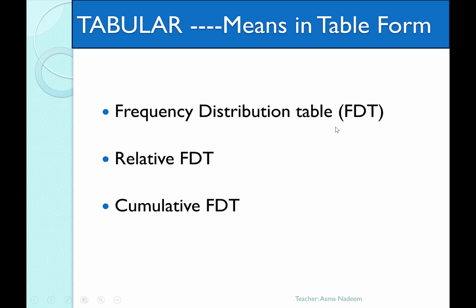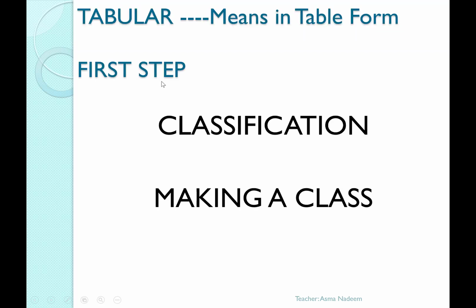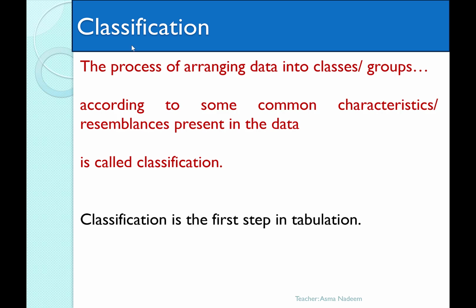We are going to learn the steps of making a frequency distribution table. The first step of making a frequency distribution table is the classification. How do we define the classification? Basically, classification is the process of arranging data into groups. These groups can be single value and these groups can be multiple value. We make the groups of data according to some common characteristics or resemblance present in the data.